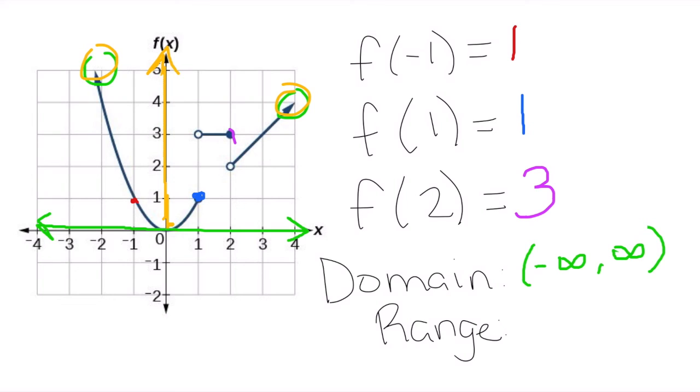So our range, the lowest that it is at 0, and that point is included. So a bracket at 0, and then we say it goes to infinity in the positive direction.